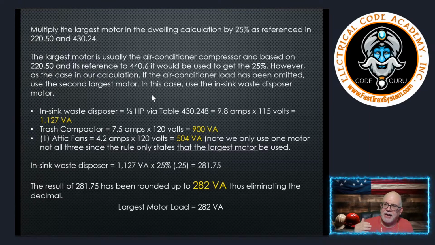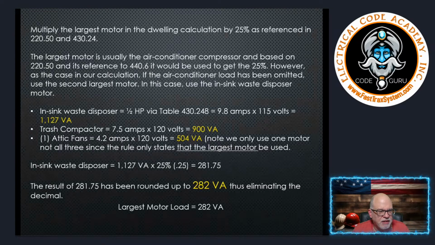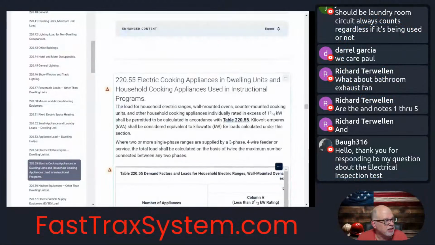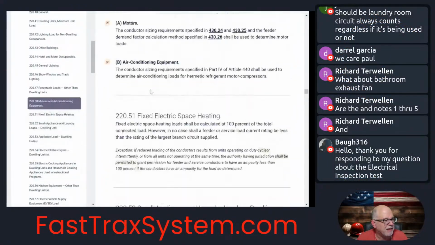So when you go look at 220.50, put a little star next to that if you want, it reminds us to look at 430.24, which is where you have multiple motors. And it reminds us to take the first motor at 125%, but we haven't taken any motor at 125%. At best, we've taken them at 100%. So we've got to get that little 25% somewhere, right? So what do we do? All right, well, let's go look at the code, because this is one of the most confusing areas of the code for people. Let's go look at 220.50 and see where we get that language. Right here.